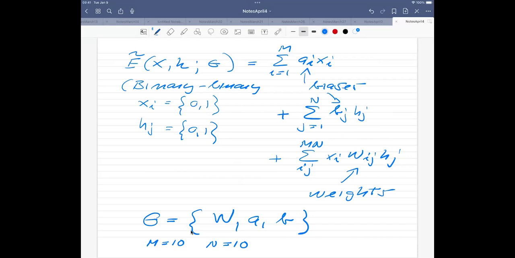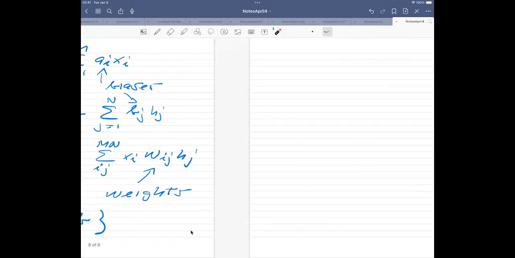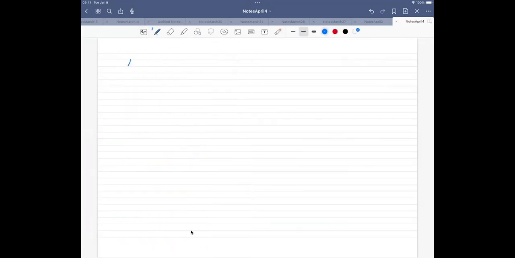Now, this is a binary model. We would write this energy function in a more compact way because we can write this in terms of matrix vector multiplications. So keep in mind that this is a scalar. It's just a number which we are returning. And that means that we can rewrite this in a more compact way.